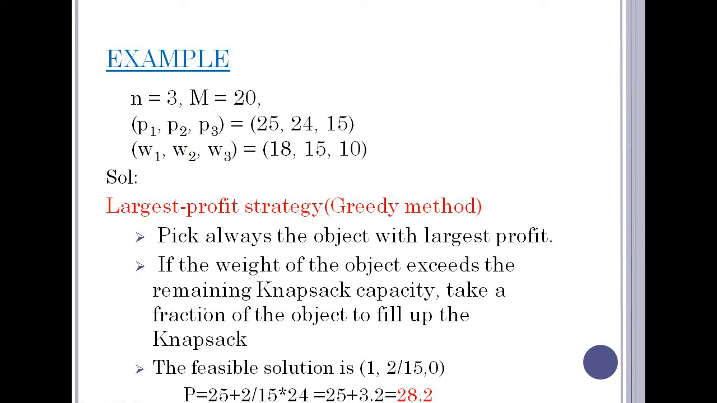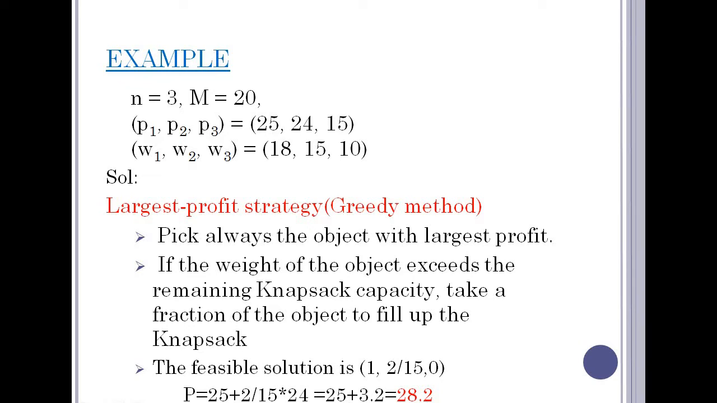We are left with only 2 kg capacity remaining in the knapsack. Suppose the next atom I take has the next profit, which is 24, but its weight is 15 kgs. We are left with only 2 kgs, so we cannot add the whole second atom to the knapsack. Whenever the weight of the object exceeds the remaining knapsack capacity, we take a fraction of the object to fill up the knapsack, so that the weight of the knapsack is 20 kgs.